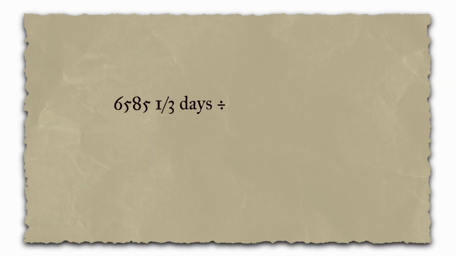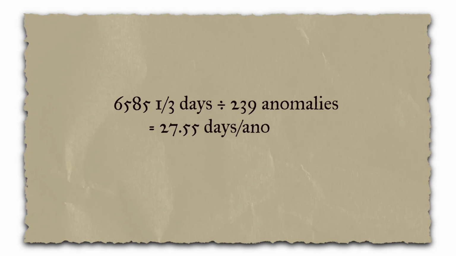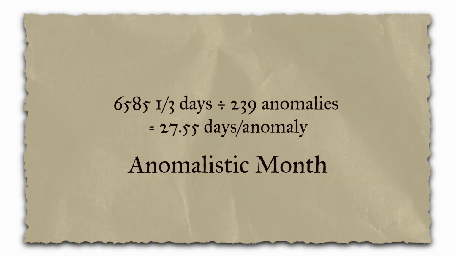In 6,585 and a third days, the pattern of anomaly will occur 239 times. And again, if we divide 6,585 and a third by 239, we get the average period of anomaly. This is referred to as an anomalistic month.